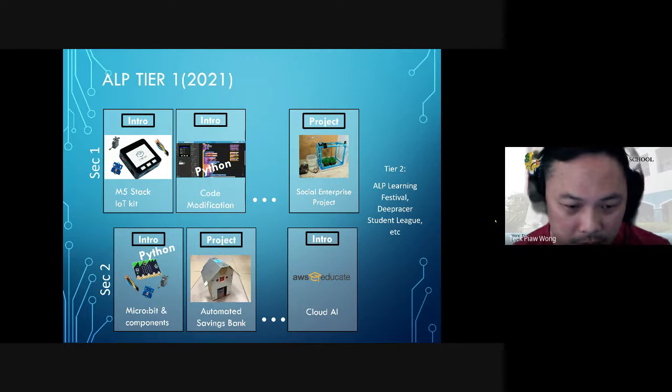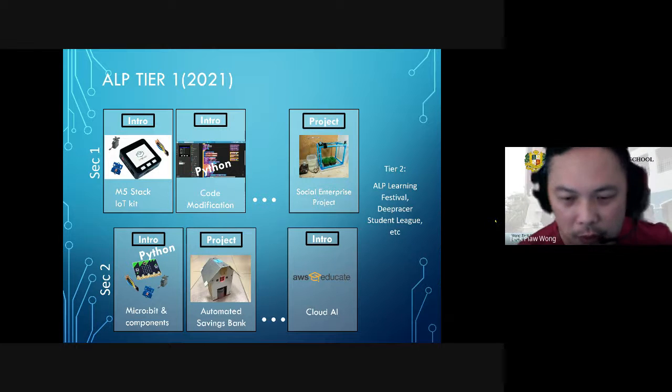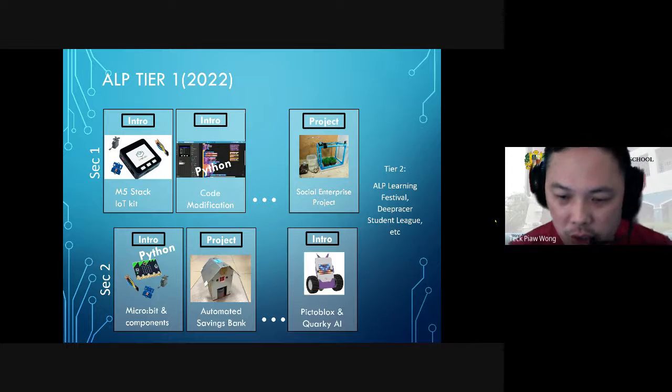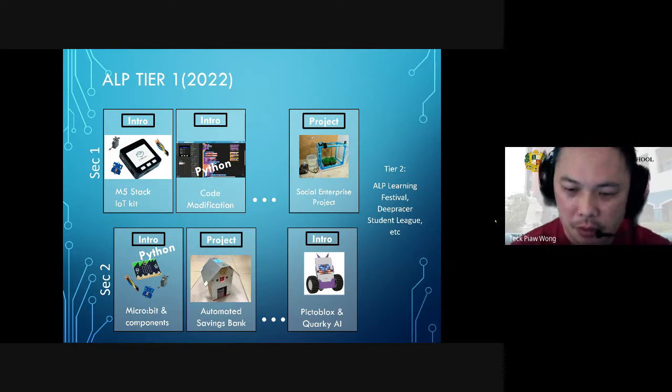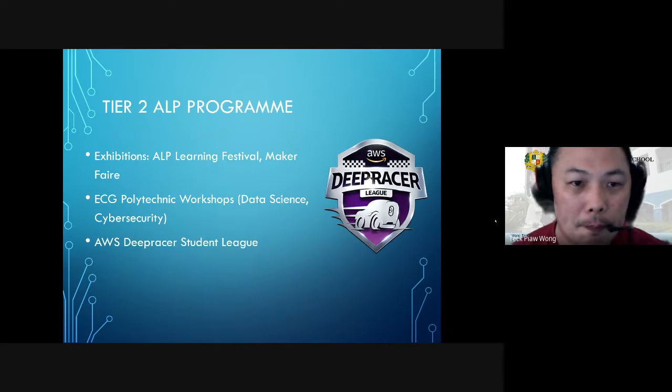For Sec 2s last year, we still had a micro:bit module, and it would then roll on to Cloud AI, which was hosted on AWS Educate. However, that has changed since last year because we weren't able to get a preferred trainer this year, and we had to resort to using PictoBlox and Quarky for our Cloud AI lesson.